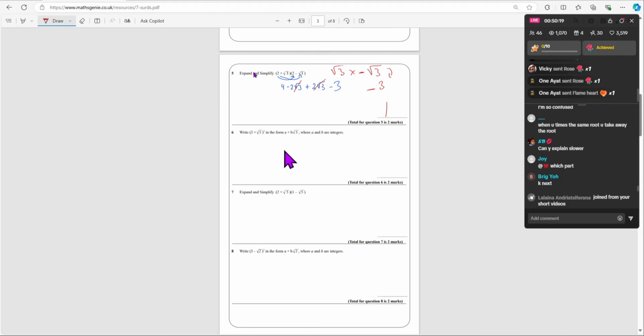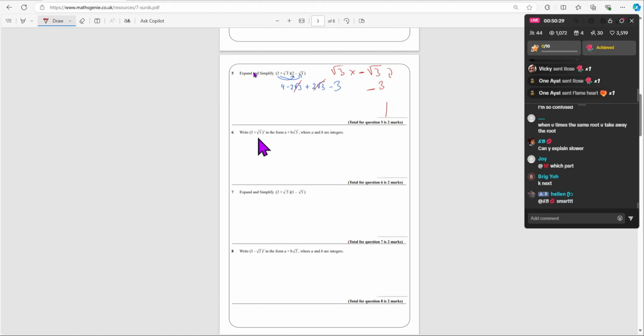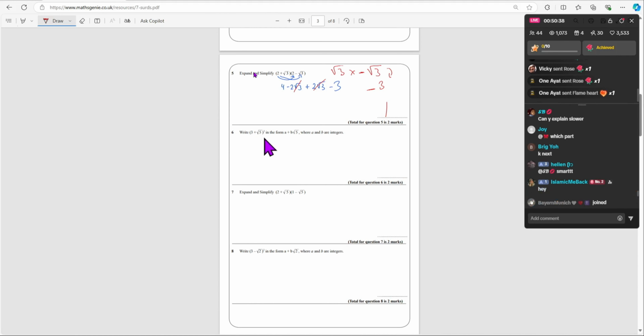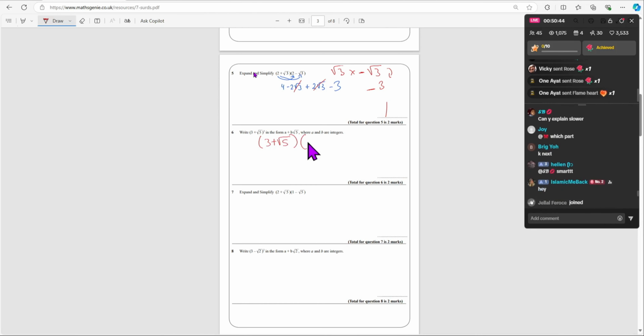So, okay, if you don't understand, it doesn't matter because I will go through another question which is going to be very similar to this, okay? So, what I'm going to do is that we are going to do this question. So, we know that we have to do 3 plus root 5 squared. So, whenever we're squaring a bracket, it's just that bracket 2 times, okay? So, we're just going to do this.